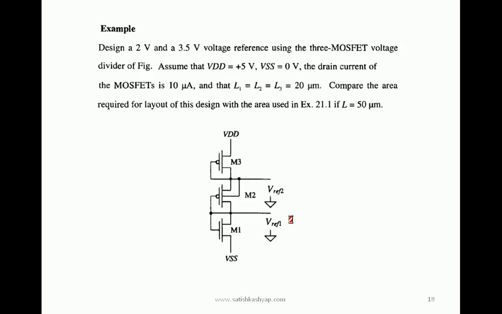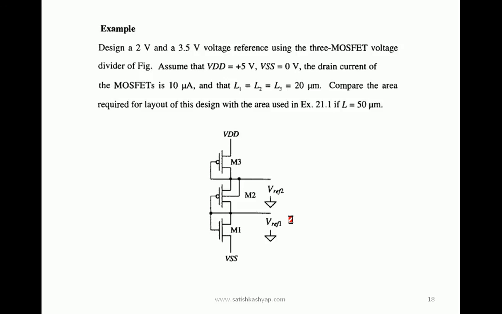After designing that one, we are going to calculate the second part, that is nothing but the area required for the layout of this design, if L is equal to 50 micrometers. So we are designing two reference voltages, one is 2 volts, the other is 3.5 volts. V reference 1 will be the lesser one, V reference 2 is going to be the larger one. V reference 1 is nothing but VGS1 minus VSS. V reference 2 is nothing but VSG2 plus VGS1 plus VSS. That is what V reference 2 is, which is nothing but 3.5 volts.